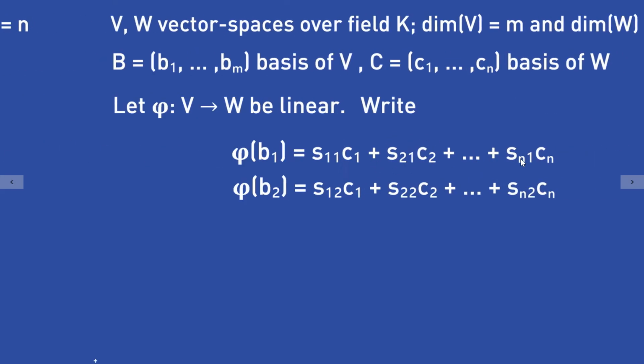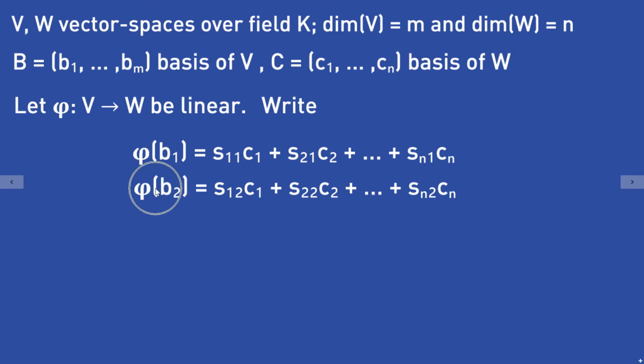Then you do the same for phi of B2. So you want to write phi of B2 as a linear combination of these basis vectors C1 to Cn. So you write phi of B2 as S12 times C1 plus S22 times C2 plus and so on plus Sn2 times Cn. And you want to find these coefficients S12 to Sn2 in the field K.